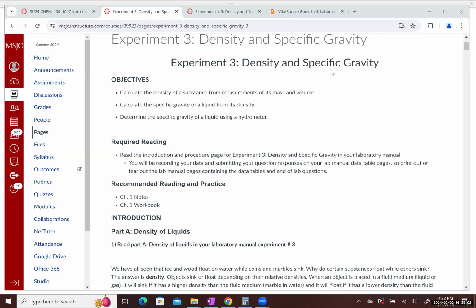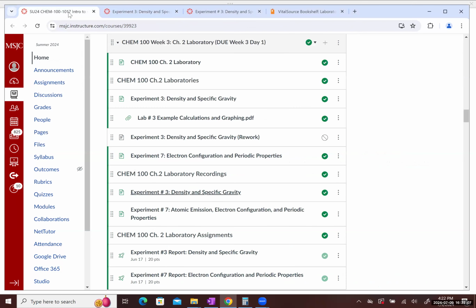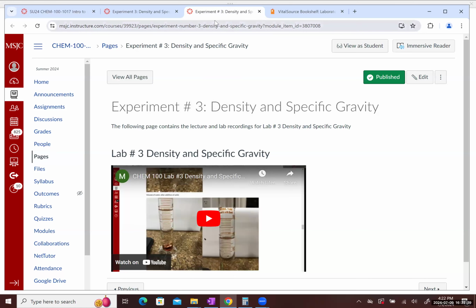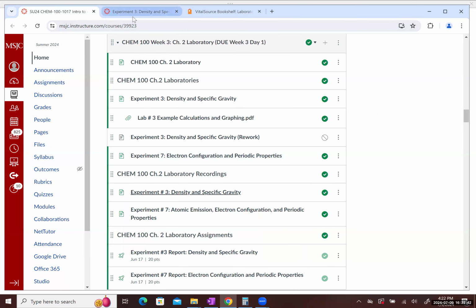First and foremost, let's show where to find the lab experiment we'll be working on today. Experiment 3, Density and Specific Gravity, is assigned as part of the second set of laboratory experiments that we'll be working through. There is a lab page for this lab activity, and that's where we'll be collecting all of the data that we're going to be using to complete our lab report. There is also a pre-lab lecture recording. So if you need additional background on the theory behind this lab, I would encourage you to reference the pre-lab lecture recording video. Let's open up the lab page now.